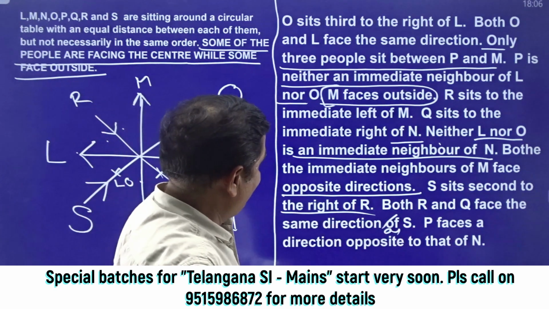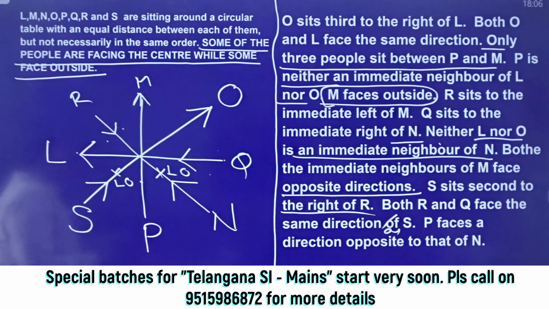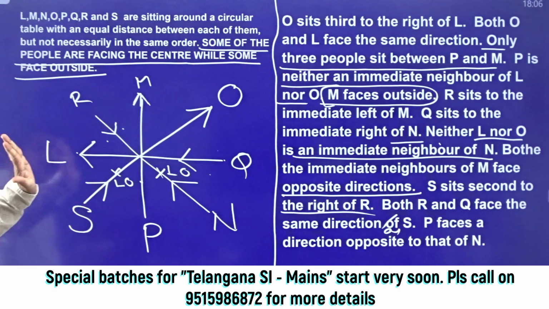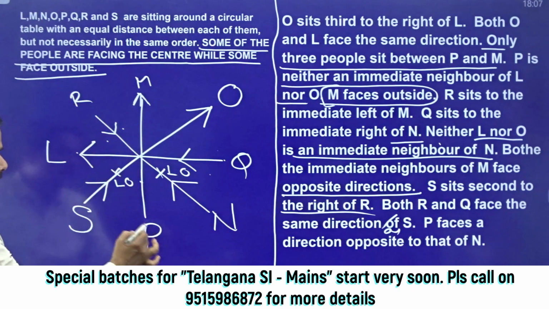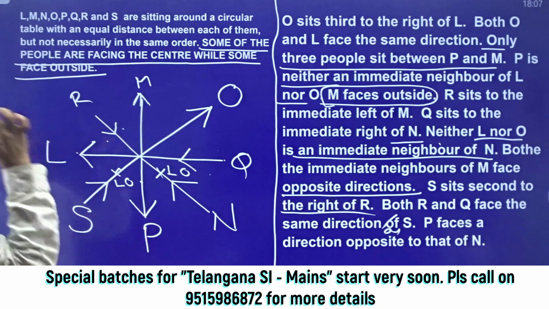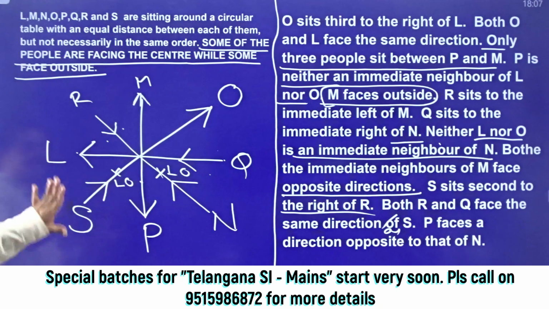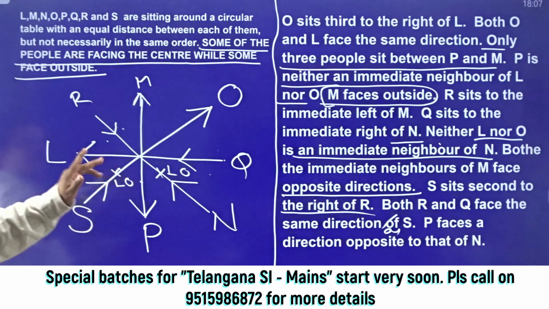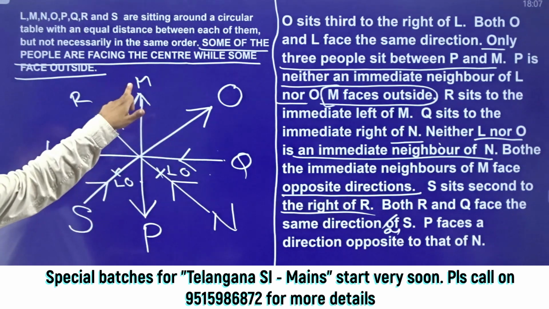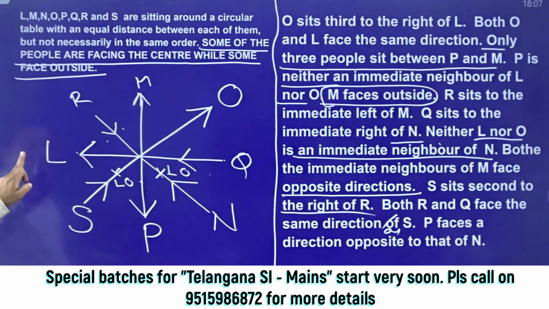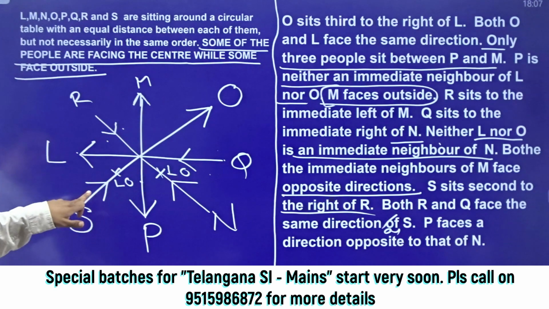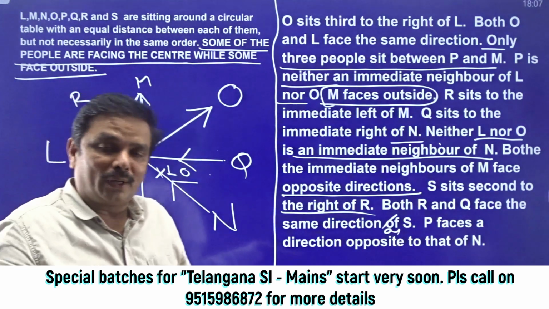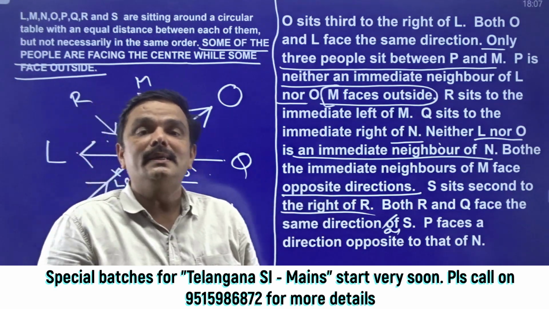They have given P faces a direction opposite to that of N. Now P faces a direction opposite to that of N. N is facing inside, opposite to that one. So it should be opposite in this way. You have to do the question in this way. Now you see, students, all the places are placed: M, O, Q, N, P, S, L, R. And this is outside, outside, inside, inside, outside, inside, outside and inside.